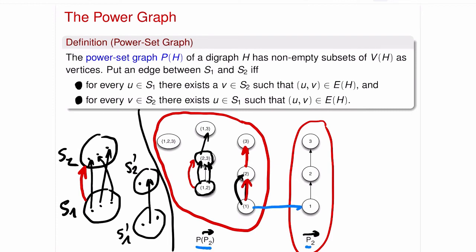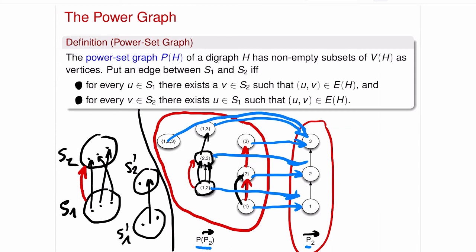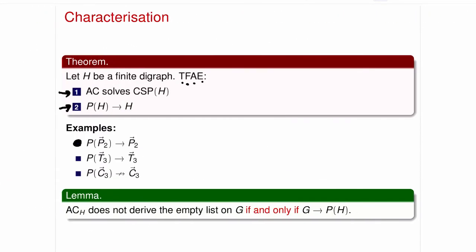Well, here we map every singleton to the element it contains. And then we have a little more to do for the two-element subsets. For instance, I could map this here and this here. And the isolated vertices, I could map them wherever I want. So certainly I have a homomorphism from the Powerset graph of P2 to P2. Back, check.